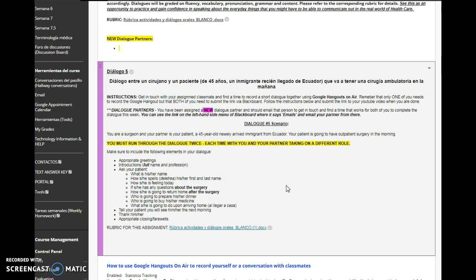Okay. Should ask the patient what his or her name is and how to spell it, both first and last, how he or she is feeling, if he or she has any questions about the surgery, and there ought to be questions. How is he or she going to return home after surgery? Who's going to prepare his or her dinner? Who's going to buy the medicine? And what is this person going to do upon arriving home?